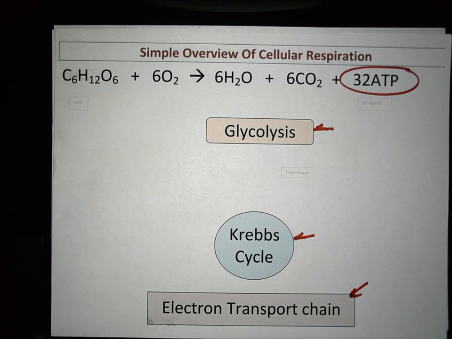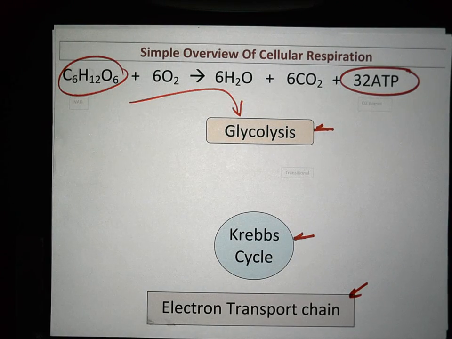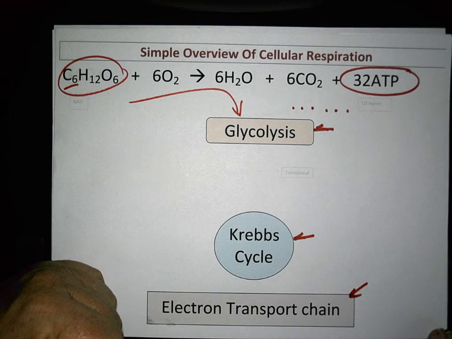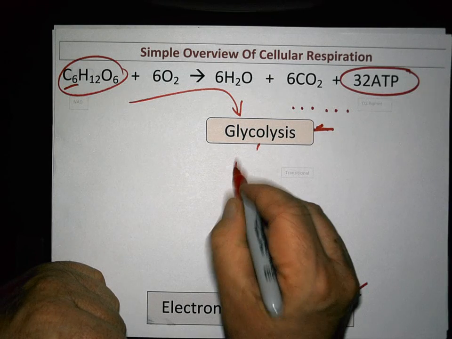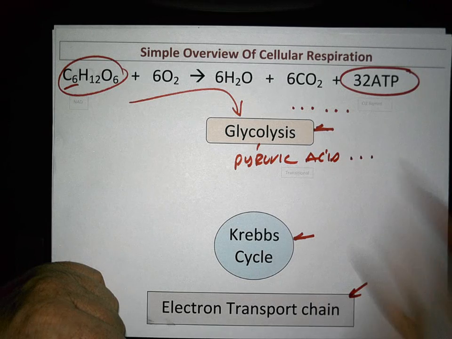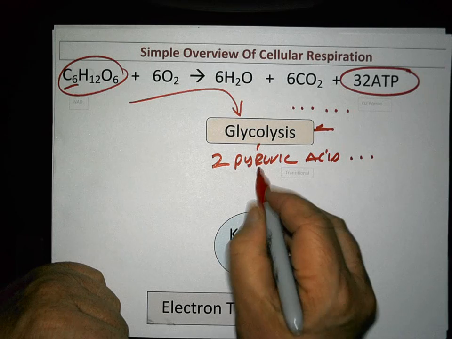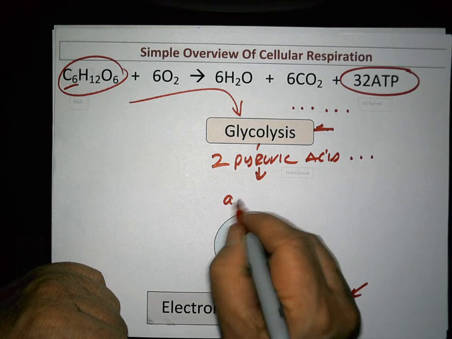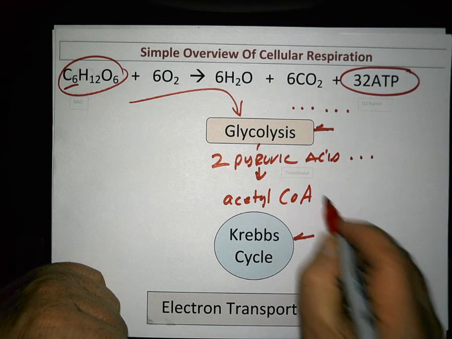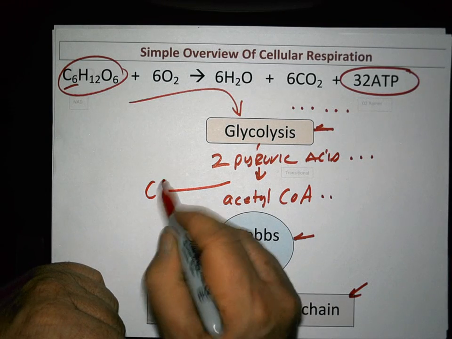The process begins by getting this glucose molecule, which enters into glycolysis. As you can see, it is a 6-carbon molecule that breaks down into pyruvic acid, which is a 3-carbon molecule, which means you get 2 of them. This changes into another chemical called acetyl-CoA, acetyl coenzyme A, which is a 2-carbon molecule. The third carbon, by the way, is given off as CO2 gas.